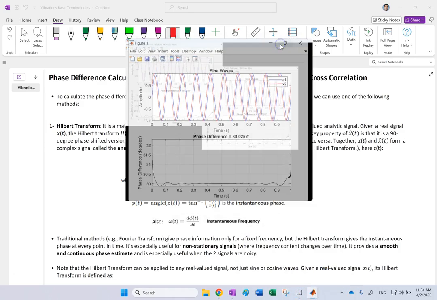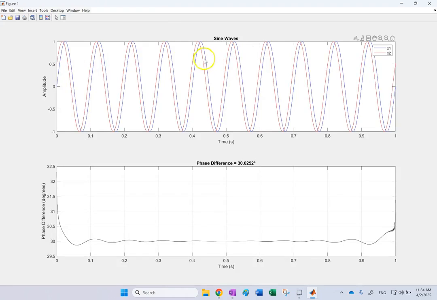So here, let's say I have a signal x1 and a signal x2 and they are given by some numbers, just numerical signals. How do I know how much is the phase difference or phase lag or phase shift between them? Or the time lag between them?